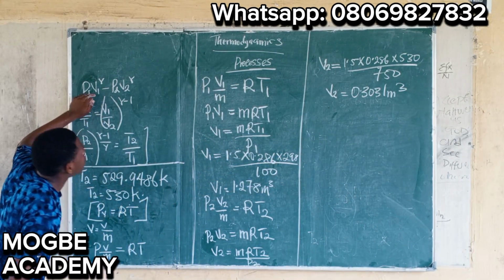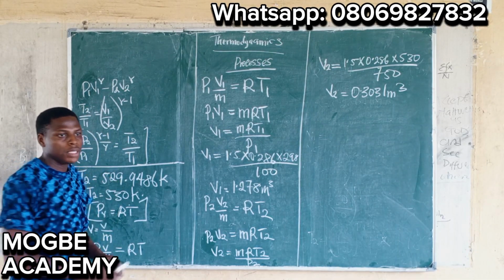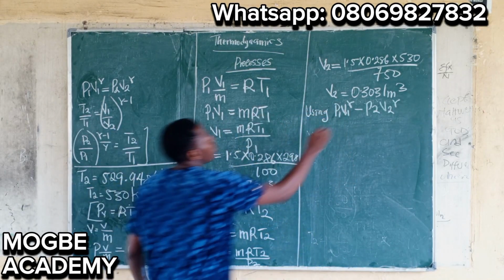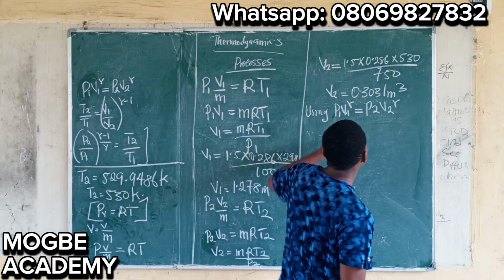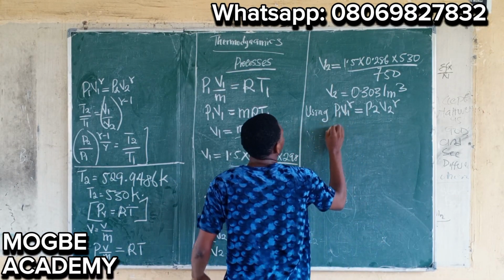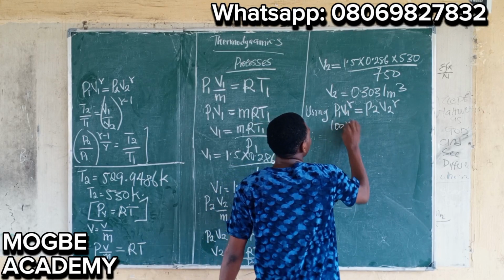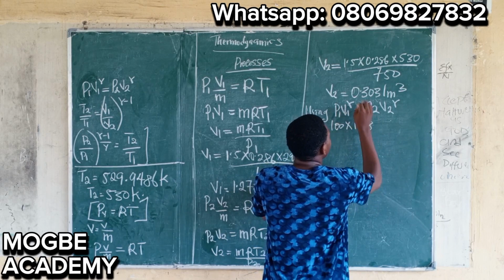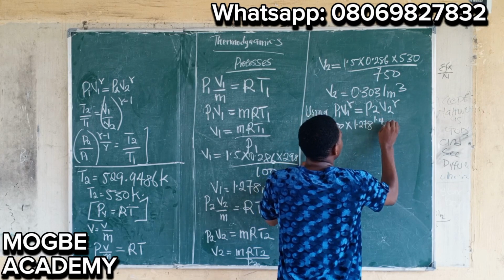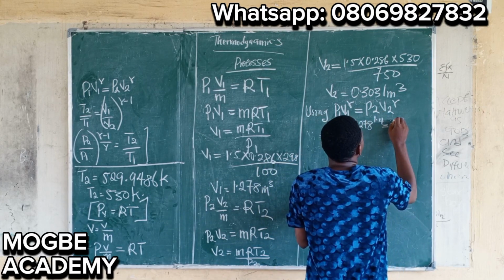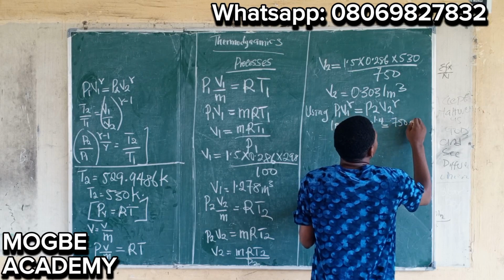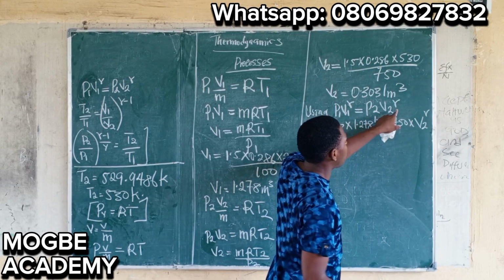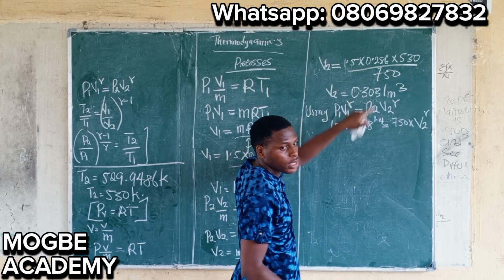Now let's use this other concept to get V2, and see if we have the same thing. Using this data, what is P1? 100. V1 is 1.278, raised to the power 1.4, is equal to P2 V2 raised to 1.4, with P2 as 750. No, we are looking for V2. Let's use this approach to get it and see if we get the same answer.